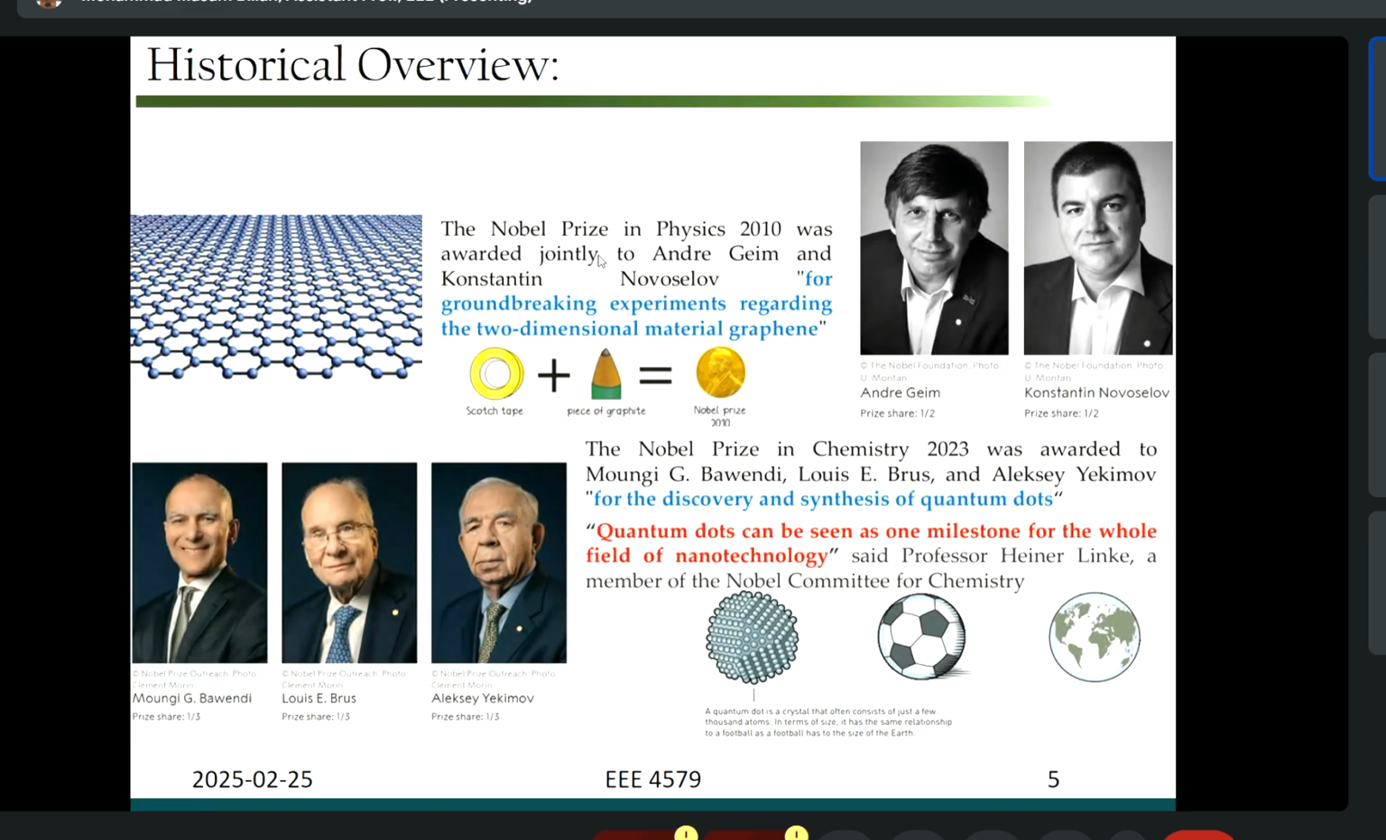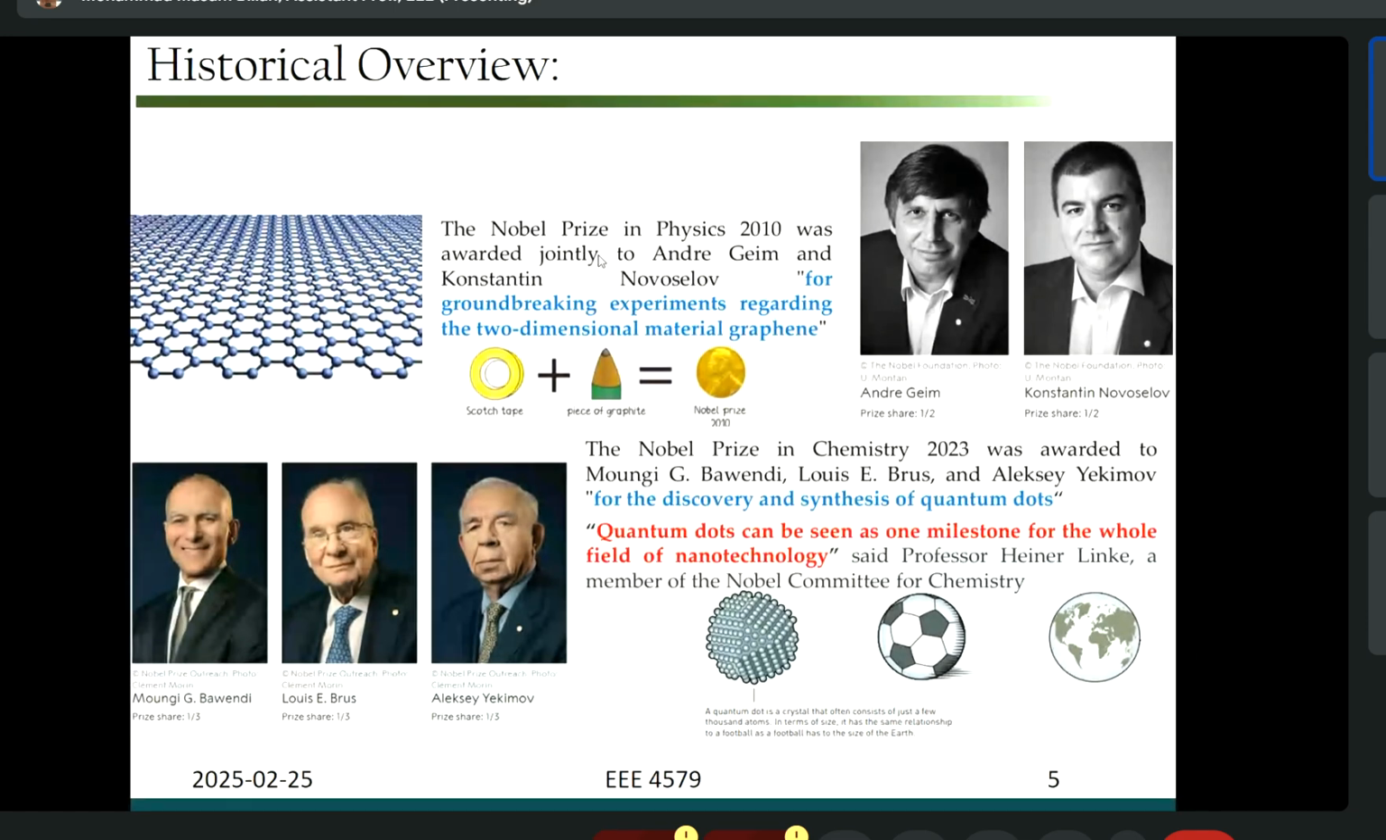This is a very popular experiment, and the Nobel Prize 2010 in physics was awarded for this graphene related research. So how graphene can be used as a conductor. So Andre Geim and his colleague, they are Russian scientists. They invented this graphene and they got the Nobel Prize.